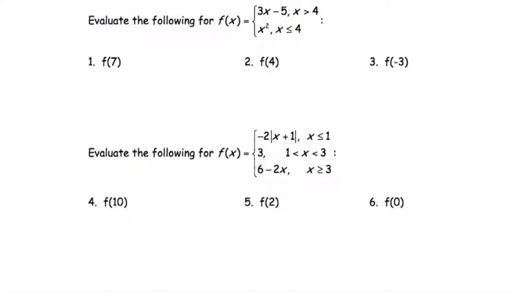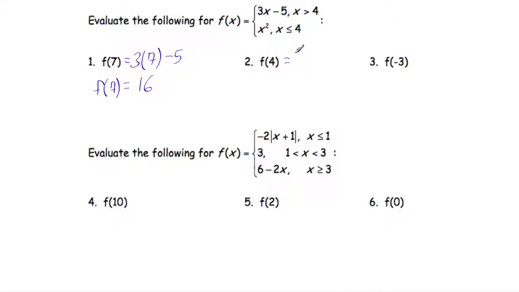And so here we have some more extra practice here, and then that's it. So why don't I go through these? So here, f of 7. 7 is greater than 4. So we're going to plug that into the top equation here. So 3 times 7 minus 5. It's 21 minus 5. So f of 7 is going to be 21 minus 5, which is 16.